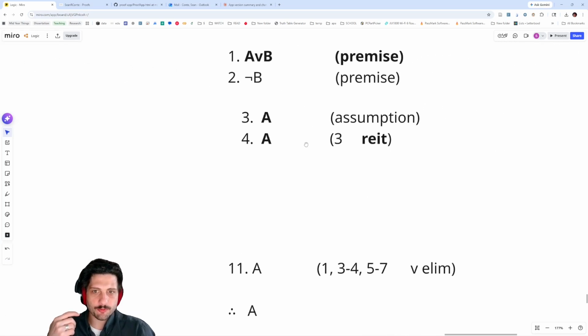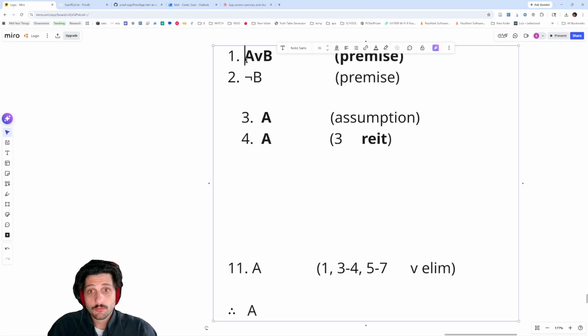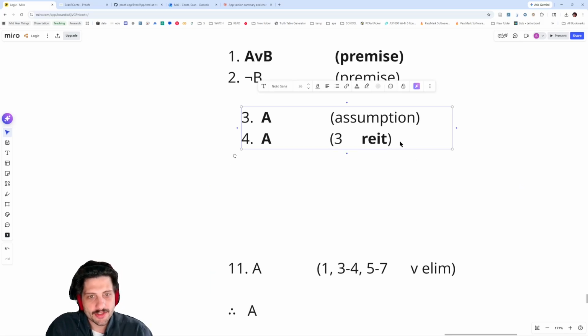The first route is pretty obvious, right? What I need to do is show how from A or B, either way, we're going to get to A. I'm going to assume my left-hand side, and I'm going to show how that results in the conclusion. But look at that. The left-hand side just is the conclusion. So what does that mean? That means we use this rule which we call reiteration. And it literally just means you're repeating yourself.